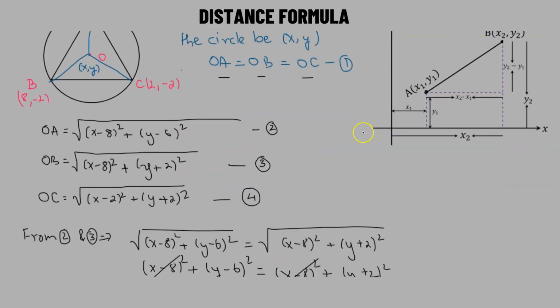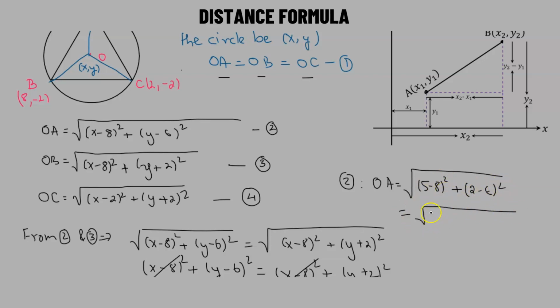All we have to do is replace the value of x with 5 and the value of y with 2. So we'll use equation number 2. That's OA, which is the radius. So we have (5 minus 8) whole squared. We can use any of the equation 2, 3, 4. All of them are going to give us the same result. And y value, so that's 2. We have (2 minus 6) whole squared. So that's what it will be equal to.